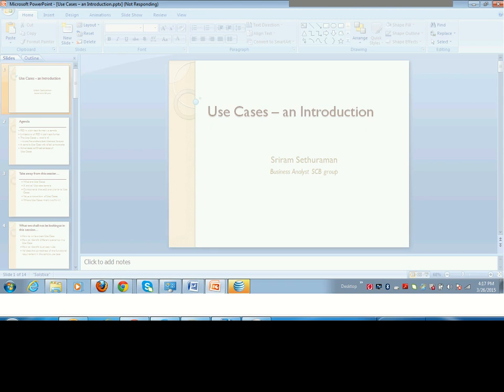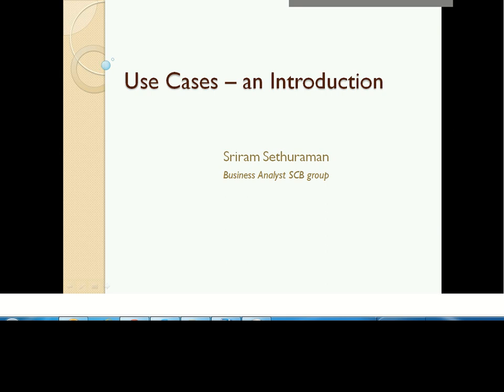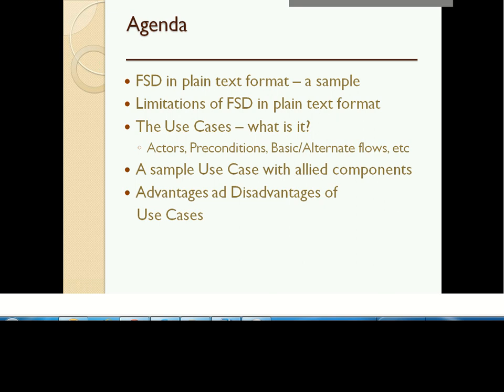So my agenda was this. I want to first start with the disadvantages that we have in capturing FSD in a plain text format. We always capture requirements in a plain text format, be it a Word or an Excel. So I wanted to bring up a real example, and see how we typically write a functional specification document for a real business requirement, and share the limitations we have found in using the plain text format.